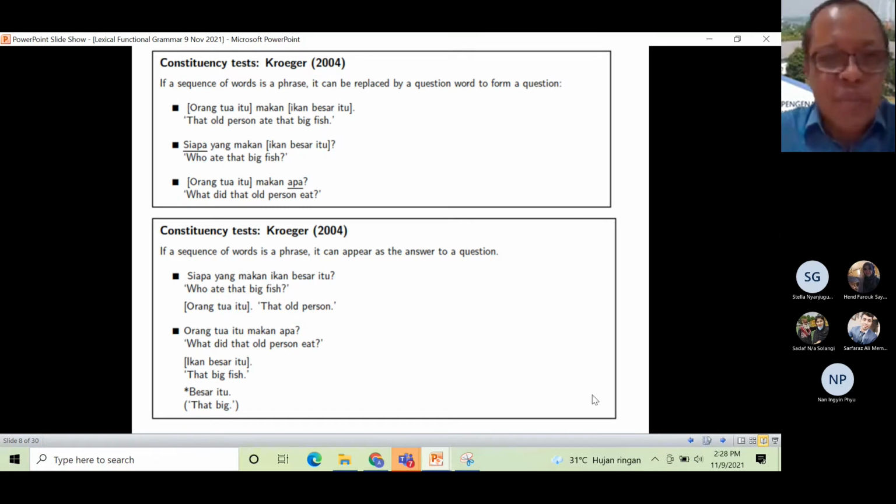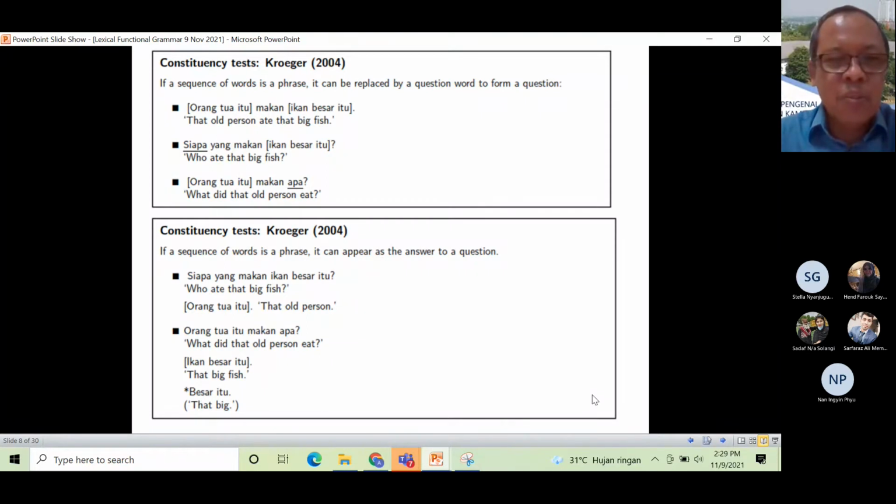Okay, and the next one: if a sequence of words is a phrase, it can appear as the answer to a question. For example, the question "Who ate that big fish?" And then the answer is "that old man." And that old man here is a phrase because it can answer that question.